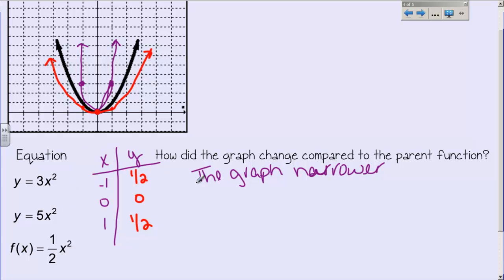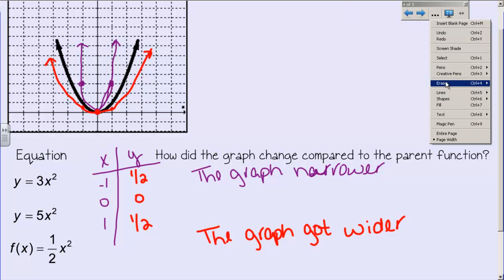So what happened when I multiplied by a fraction or a number less than 1, I left a word out before. Didn't get narrower. This one got wider. So when I multiply the x squared by a number larger than 1, my graph narrows. If I multiply x squared by a number smaller than 1, the graph widens.